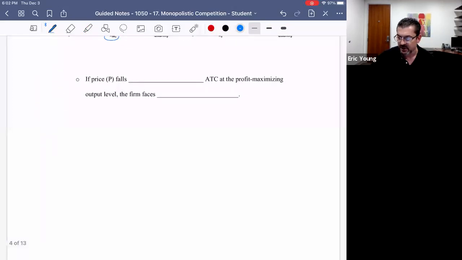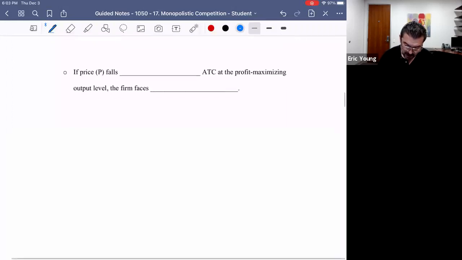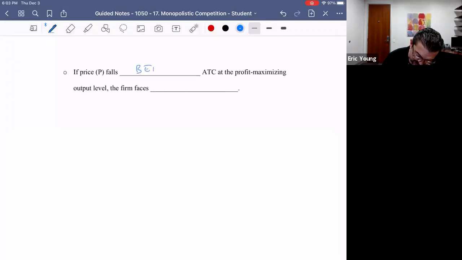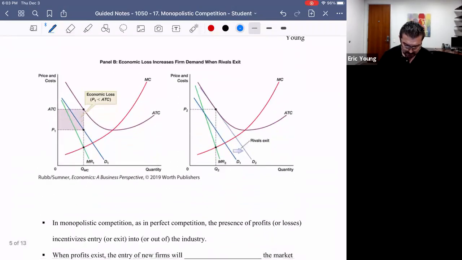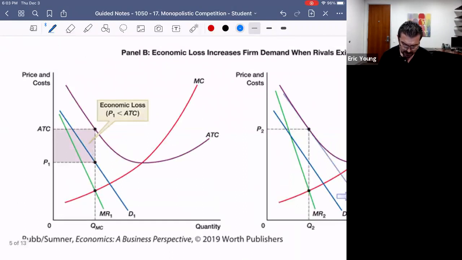We can have the opposite case, as you know. If for some reason P falls below ATC at the profit maximizing output level, this firm will be facing losses. In other words, if P is below ATC, we're going to have losses. Let's map this one out. Same analysis, just a little bit different, okay? First things first, same setup. Downward sloping D, MR under it, MC curve, ATC curve.